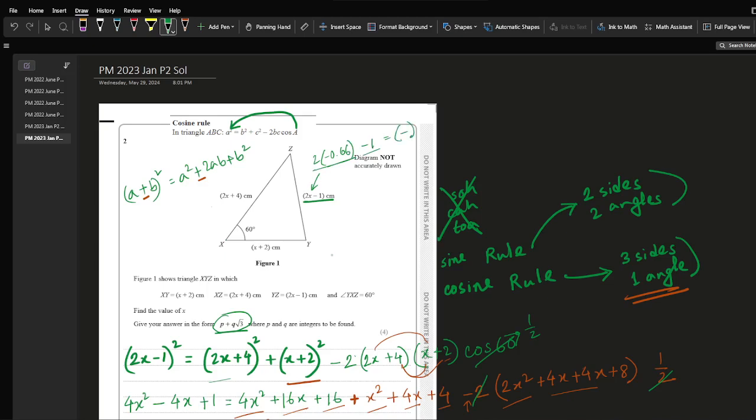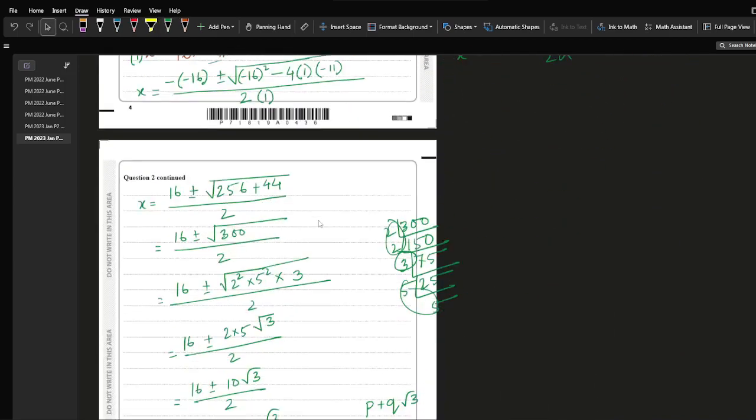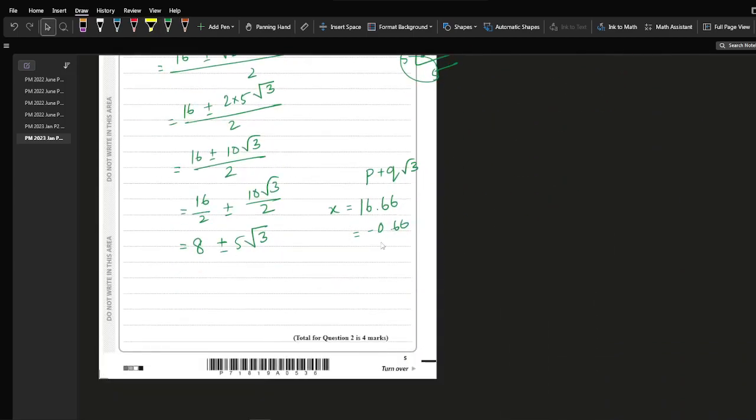Your length cannot be a negative value or a 0 value. It always has to be greater than 0. So that means this value of x is not acceptable. Since 8 minus 5 root 3 is less than 0, therefore x is 8 plus 5 root 3. P is equal to 8 and Q is equal to 5.